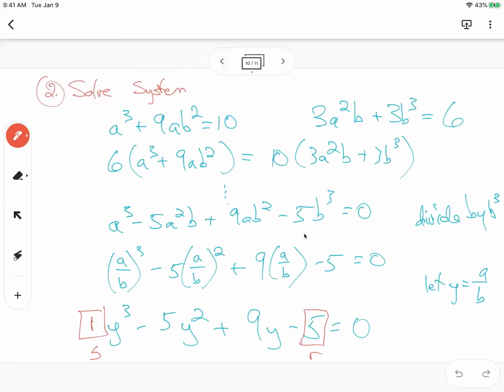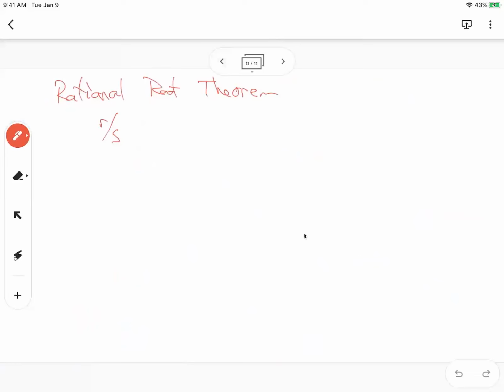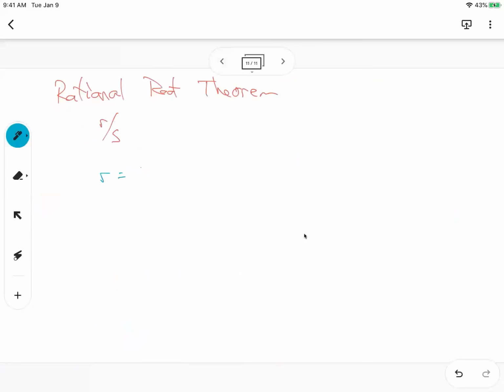the potential factors of 5. And maybe I said this is the r term. Actually, it's not. The question is, what are the factors of 5 and what are the factors of 1? Our r term was plus or minus 1 and plus or minus 5, and the factors of s are plus or minus 1. So r over s has the potential to be plus or minus 1 and plus or minus 5.